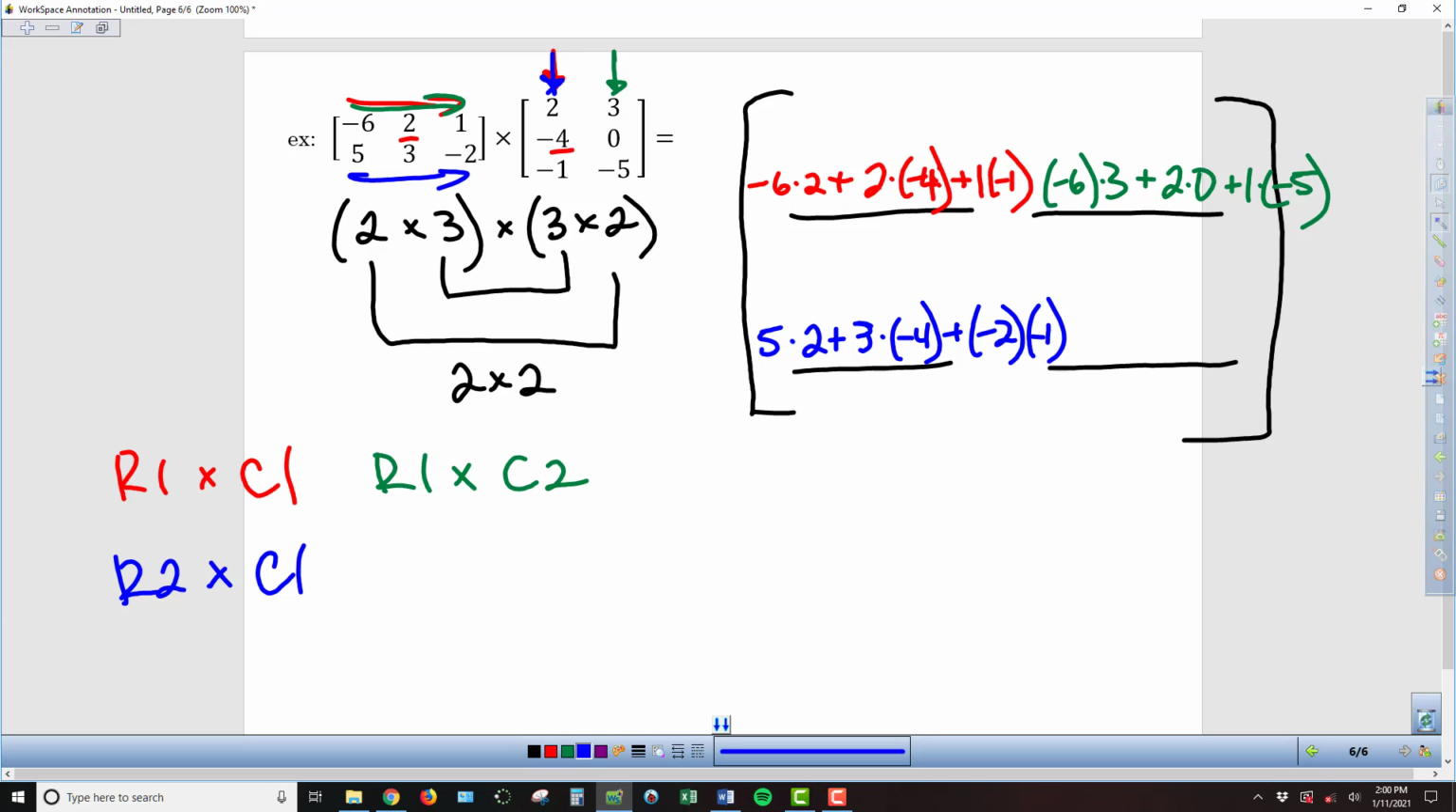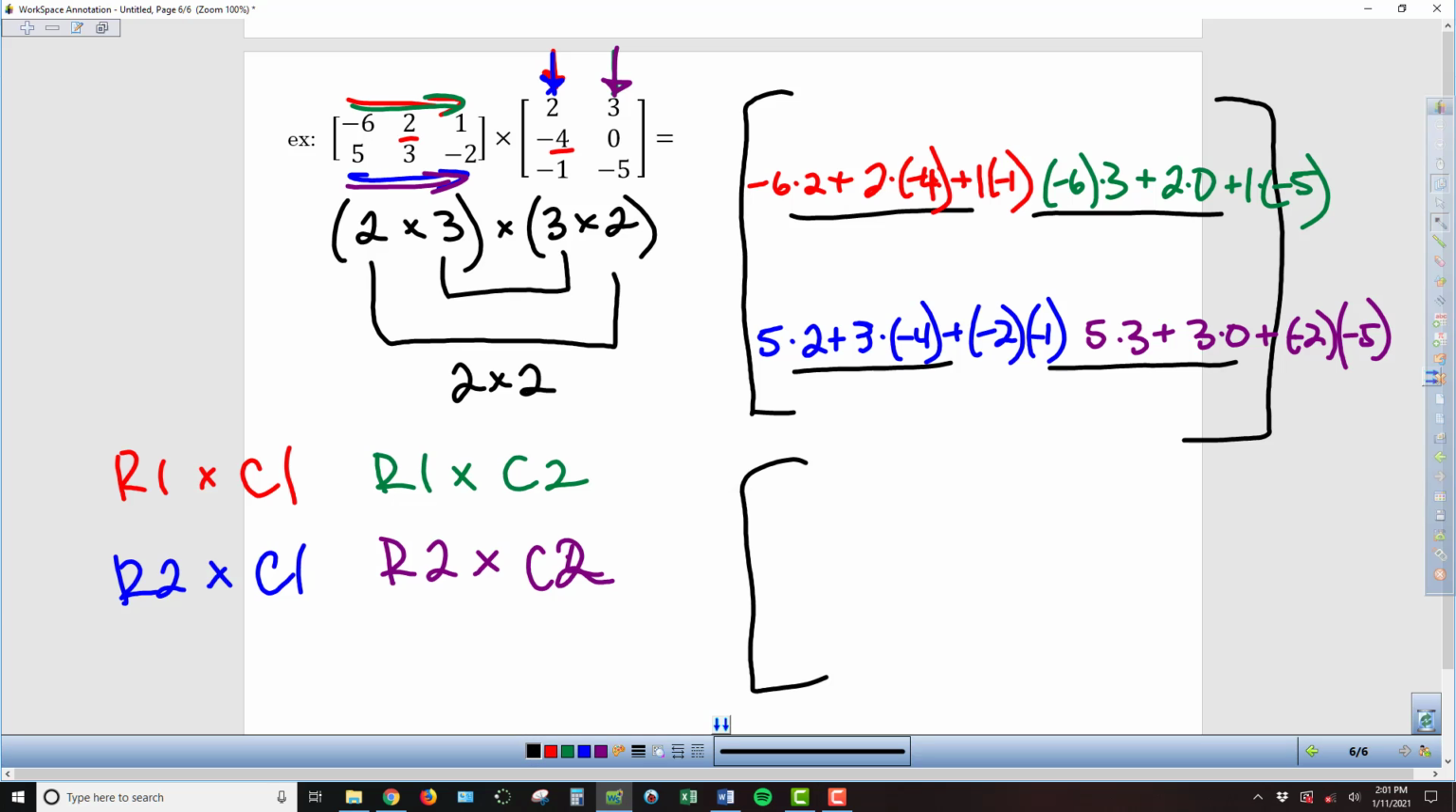And then one more time, we've got to multiply row 2 times column 2. So I'm going to be moving across the bottom row and then down this column here. So I've got 5 times 3 plus 3 times 0 plus -2 times -5. And so now I just have to perform this arithmetic, simplify these expressions for each entry, we'll get our result.